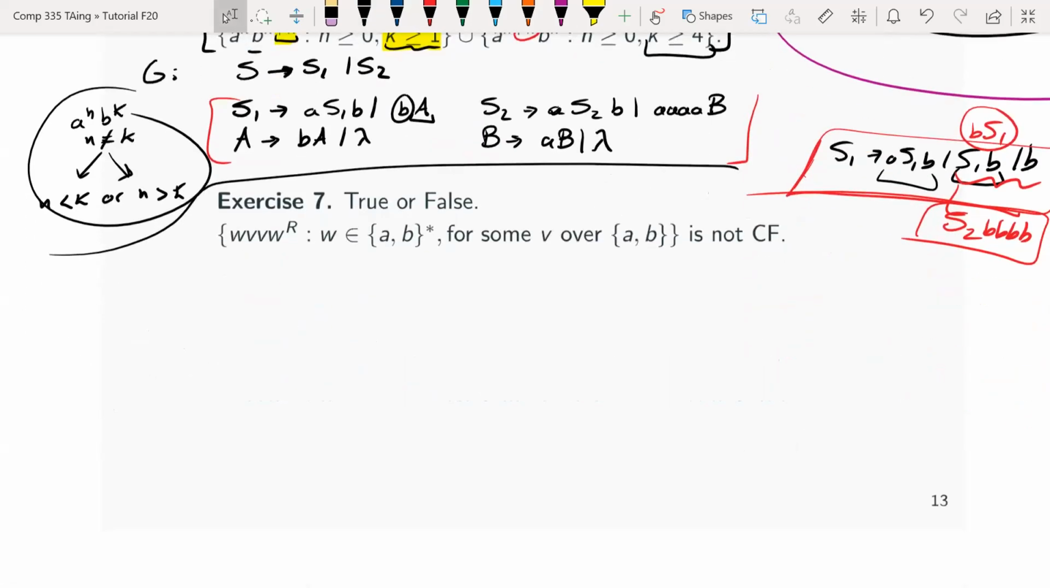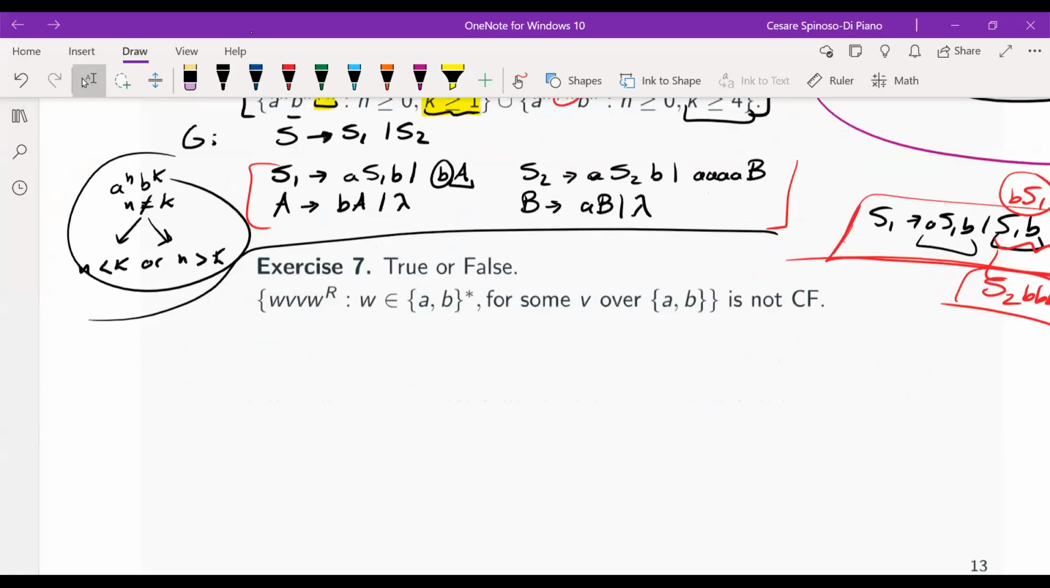The other type of question I wanted to look at was a kind of trickier, true or false. So take a minute to think about this one, and we'll discuss it in a minute.